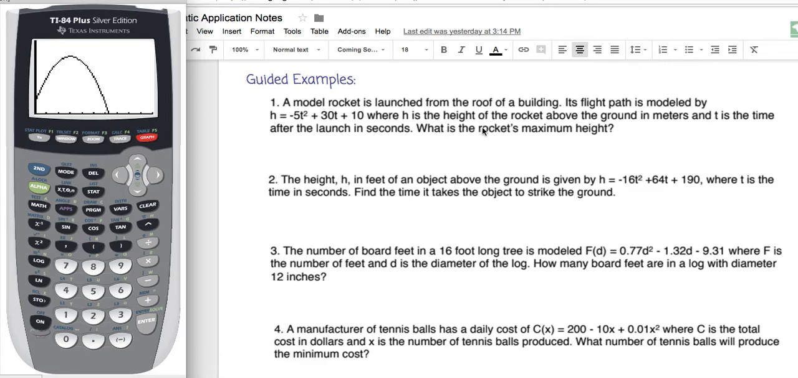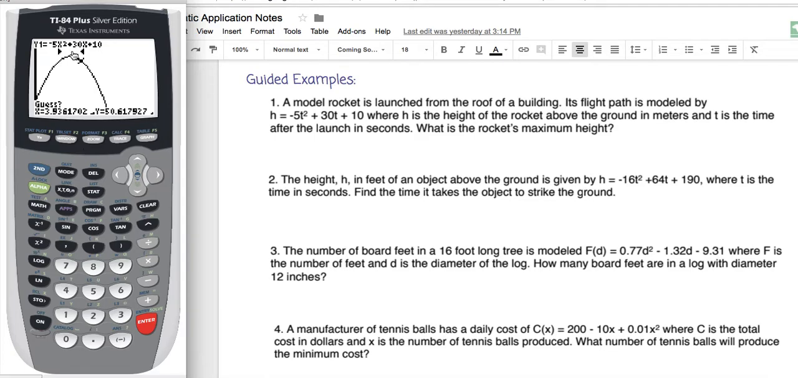And then it said, what is the rocket's maximum height? So I need to go to second trace and choose maximum, which is the fourth option. Then I can trace my little cursor, I call it a spider, over to the left. Notice my calculator is asking for a left boundary. So once I trace it over there to the left, I can hit enter. Then it's asking for a right boundary. That means your calculator is trying to look for what you're asking it to find. It needs a left bound, and now it needs a right bound. So I'm going to hit enter for right boundary.